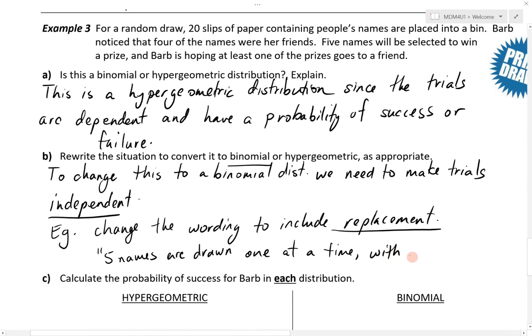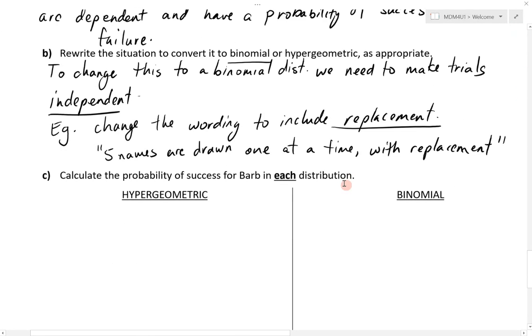with replacement. Now, obviously, when you replace the name, you're giving that player another chance to win a second prize, or a third prize, or a fourth prize. But that is the nature of trying to make this a binomial problem. You have to include replacement. Right, so let's calculate the probability of success for Barb in each distribution.